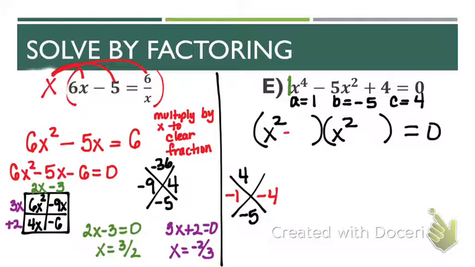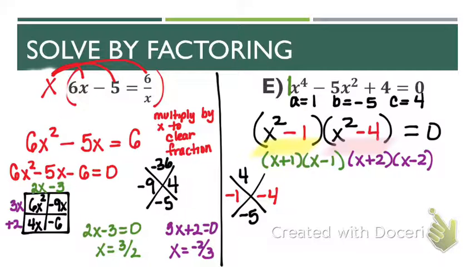So now I want you to put that -1 in one parentheses and the -4 in the other parentheses. Both of these, because these are x squared, are factorable, so you can factor them down again. X squared minus 1 is the difference of squares. That factors down to x plus 1 and x minus 1. And x squared minus 4 is also the difference of squares. What do you think that factors down to? X plus 2, x minus 2.